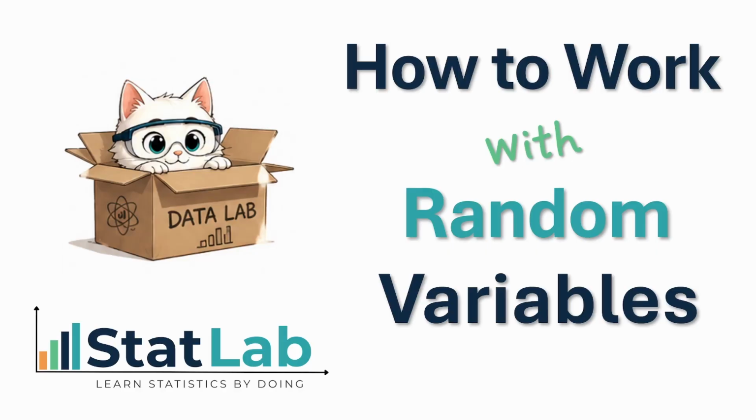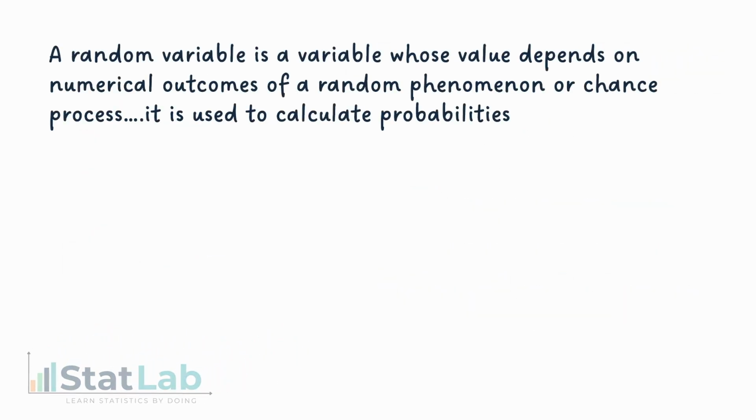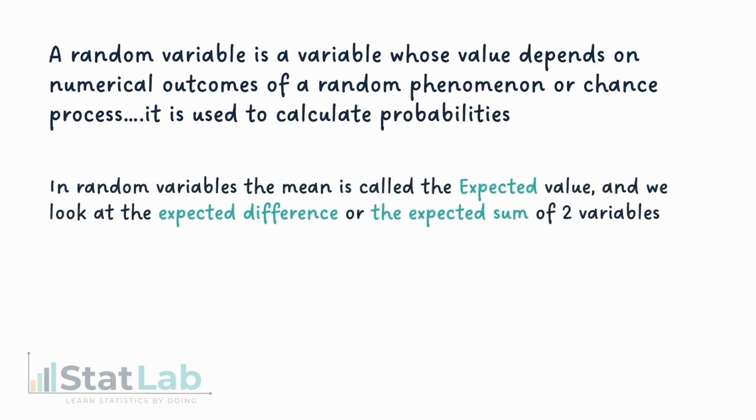Today we're going to look at random variables. A random variable is a variable whose value depends on a numerical outcome of a random phenomenon or chance process. It is used to calculate probabilities. In random variables, the mean is called the expected value, and we look at either the expected difference or the expected sum of two variables.